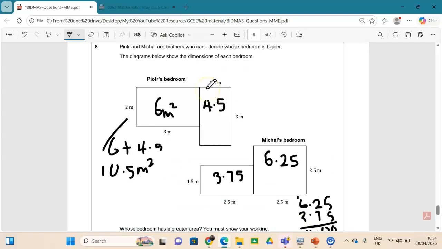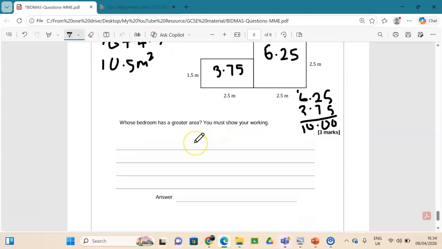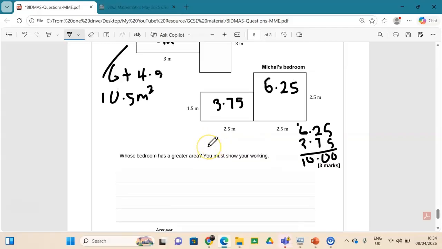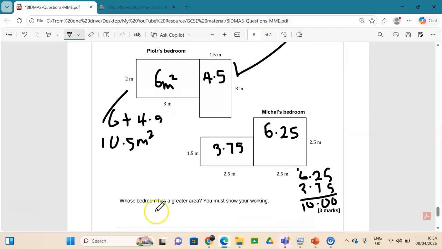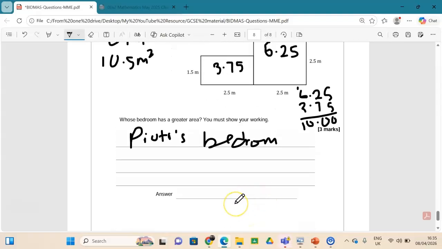So obviously Piot's bedroom is bigger. This is bigger. So we're able to show whose bedroom has the greater area. So you need to show working this way, just like what we did. His bedroom is actually the first bedroom. This is actually bigger, and this takes care of your answer.